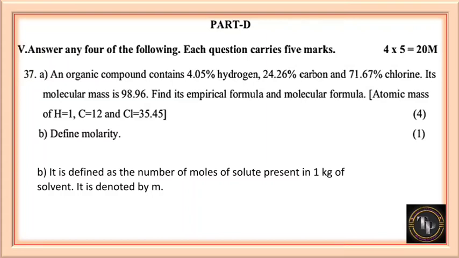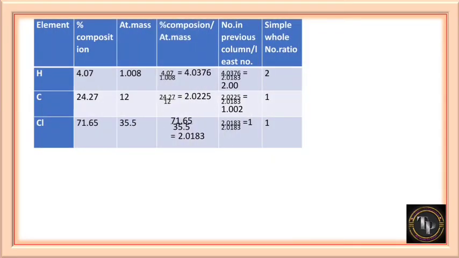Let us discuss the problem. You have to make a chart like this. Element, percentage composition given to us, atomic mass given to us. Then we calculate the ratio of percentage composition divided by atomic mass. Then the number in the previous column divided by the least number. Then the simple whole number ratio. The elements are hydrogen, carbon, chlorine. Percentage compositions and atomic masses are given in the question, I have written the same. Percentage composition means we have to divide the second column by the third column.